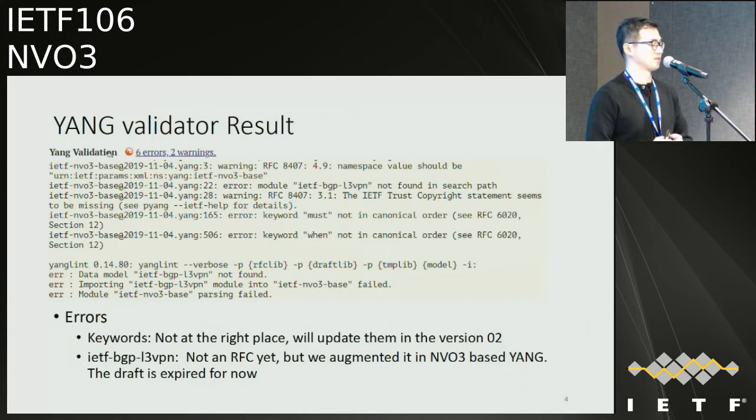So here is the result from the YANG validator now, and we have 6 errors and 2 warnings. The warnings are not hard to handle, and for the errors, there are 2 errors about the keywords. I just realized that we have put them in the wrong place, and I will update them in the next version. The other errors are all related to the same thing, which is the IETF BGP L3VPN, because this draft is not an RFC yet, but we augment this YANG in our draft to indicate which VNI instance is used as the L3VPN. This draft itself has expired for now.